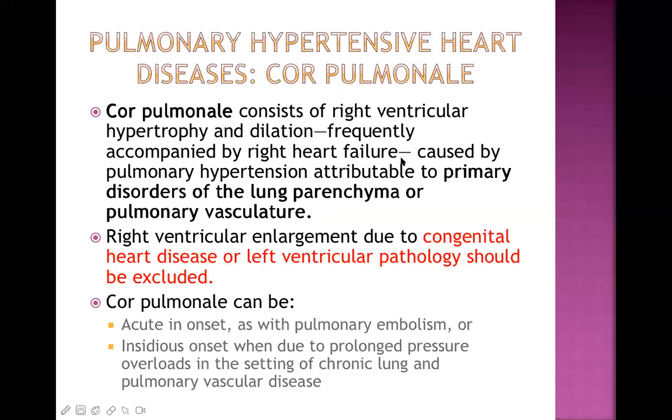Now after this, let's move on to the pulmonary hypertensive heart disease, also known as cor pulmonale. Pulmonary hypertensive heart disease or cor pulmonale, absolutely important topic, so please pay attention. Now the definition of cor pulmonale is it consists of right ventricular hypertrophy and dilation, frequently accompanied by right heart failure, which is caused by pulmonary hypertension that is attributable to primary disorders of the lung parenchyma or pulmonary vasculature. So what do you mean by that? Let me explain.